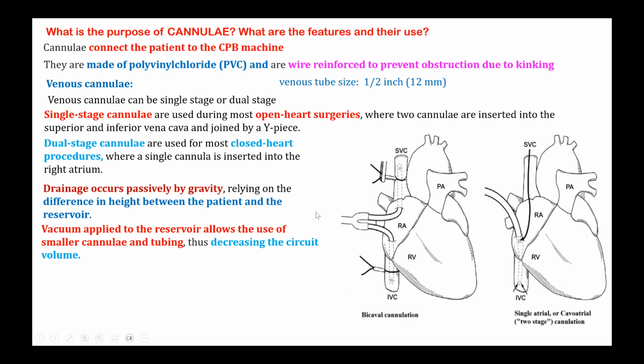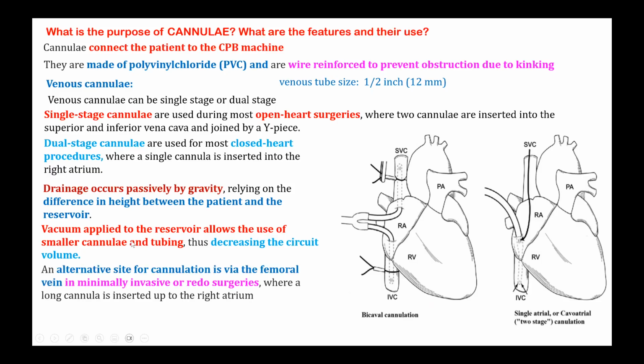So what is the size of an arterial cannula? Venous is 12 millimeter. You said arterial is smaller. So what is the size of an arterial? 8 millimeter, correct. So an alternate site for venous cannulation instead of IVC and SVC can be femoral, which is usually done only in cases of minimally invasive or redo surgeries, okay? Not for the regular first time open heart surgeries.